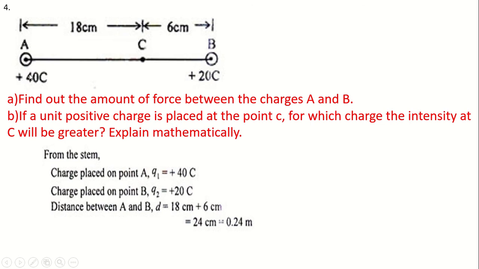A and B both are positively charged objects, so the force between them must be repulsive, that is Coulomb's force, and we can calculate it by using Coulomb's law. So here Q1 equals positive 40 coulomb, Q2 equals plus 20 coulomb. The distance between A and B is not given, but it is given that C is situated at a distance of 6 meter from B and 18 meter from A.